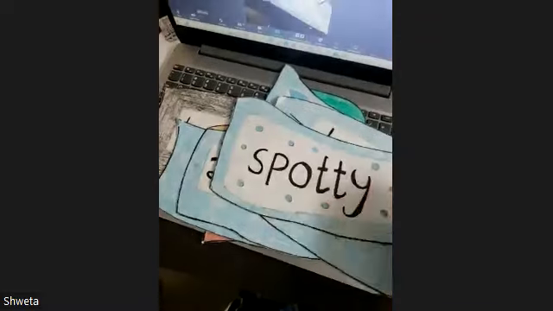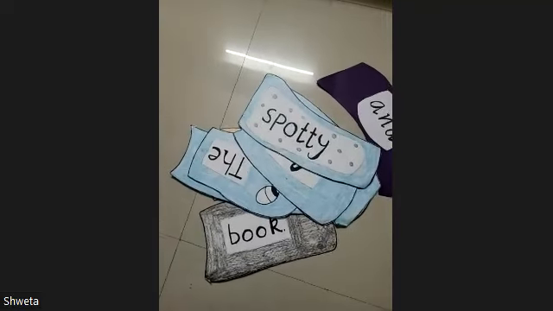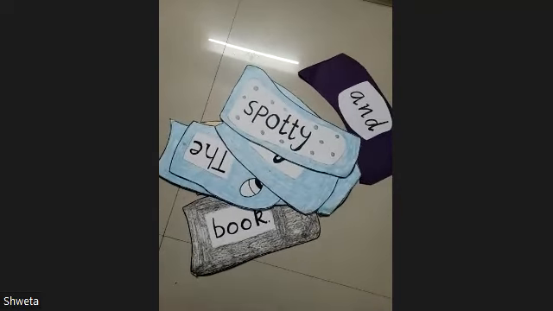And then you have this. The children will have to put it on the floor and then rearrange it to make the sentence. Now, who will tell me what the sentence will be? You have this in your grammar book.